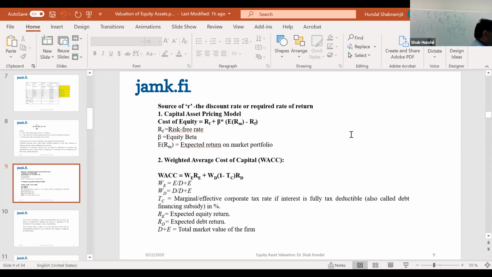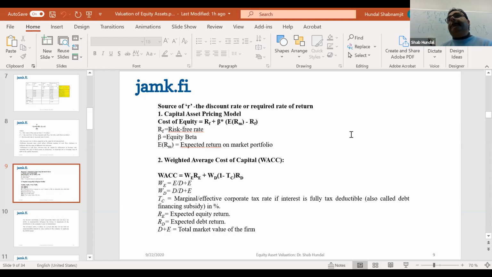multiplied by 1 minus the corporate tax, multiplied by the debt rate, the rate at which you borrow. Okay, this part looks a bit different from this. This is quite simple: rate of equity, cost of equity; rate of debt, cost of debt. But this 1 minus TC is something extra.